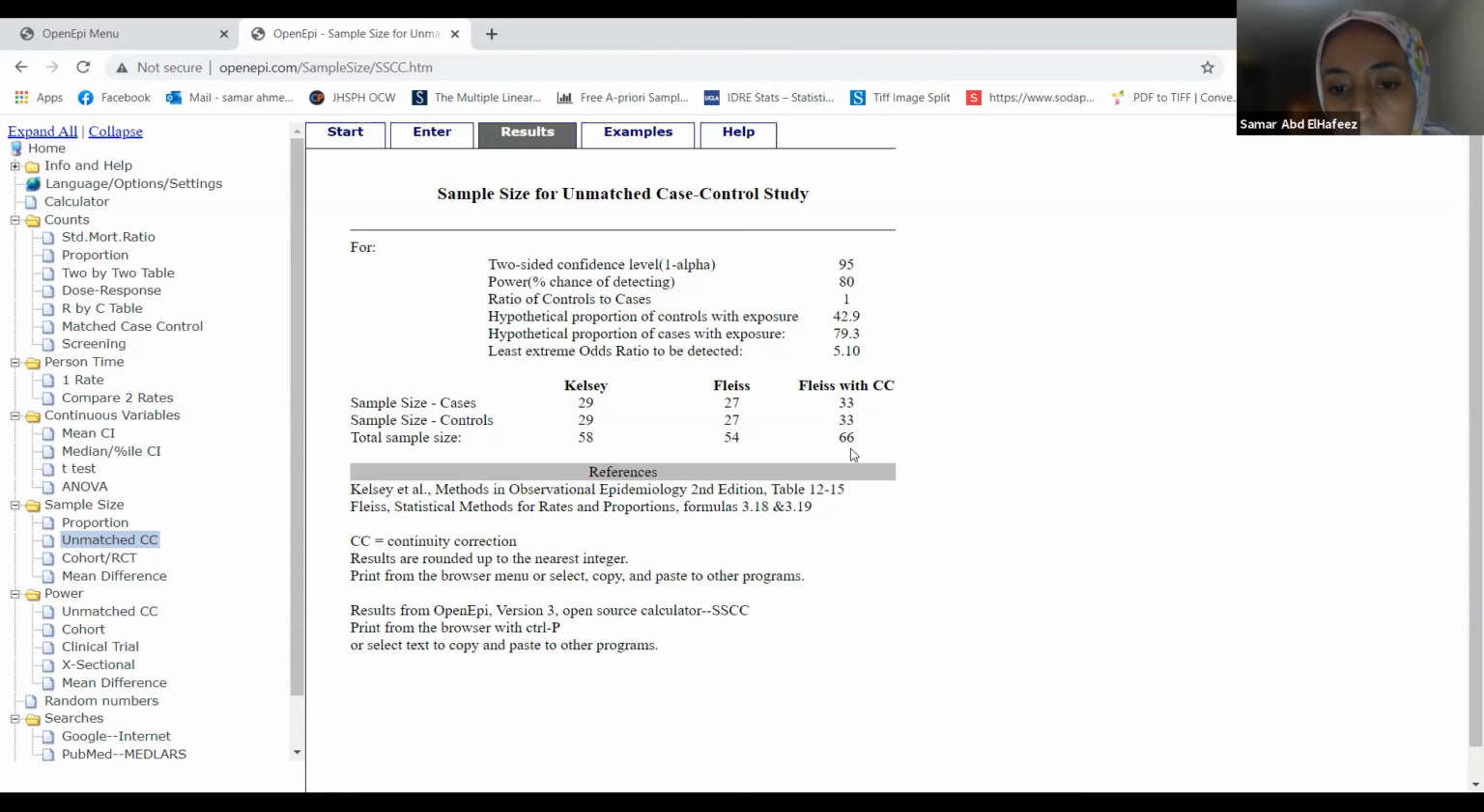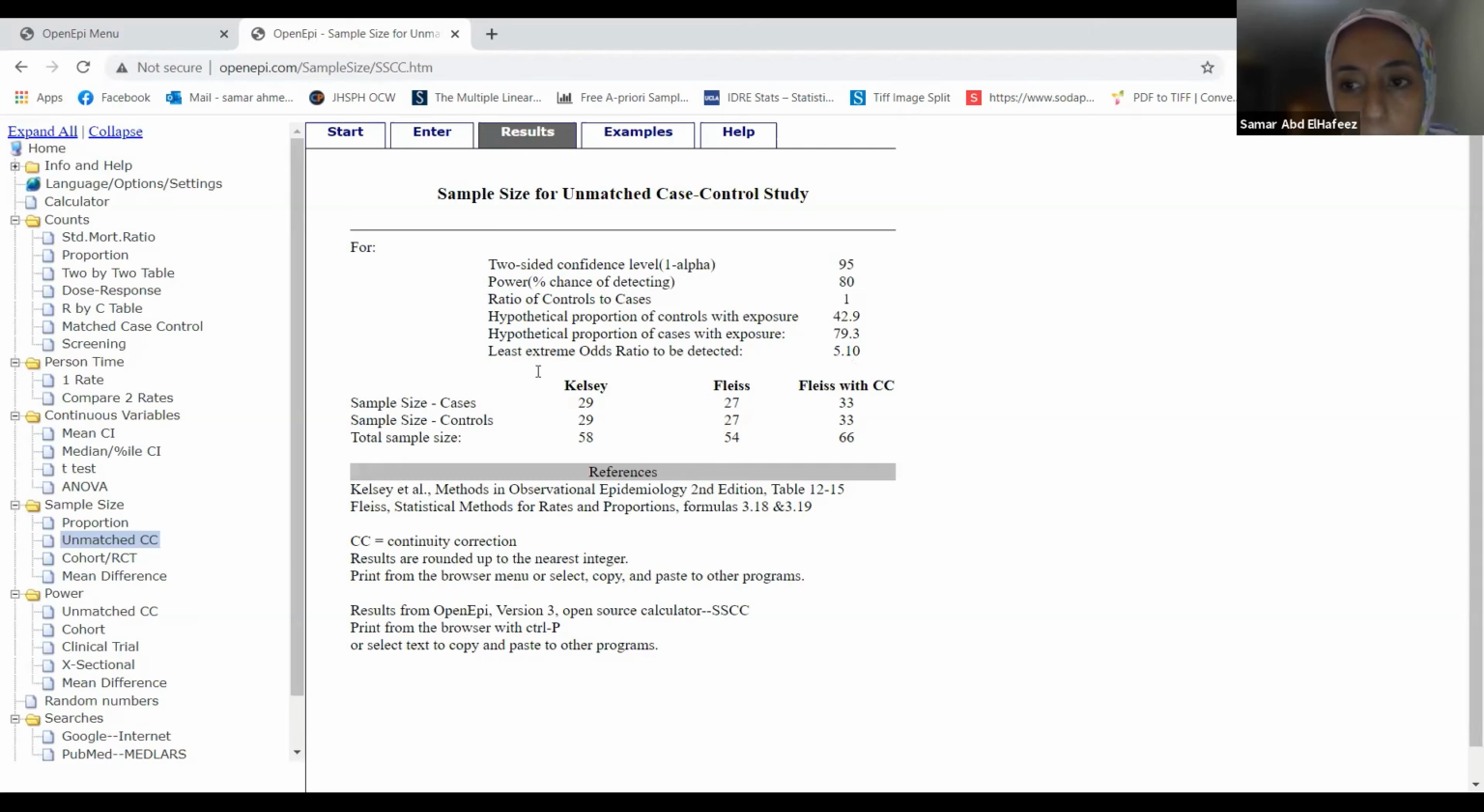I will have the sample size. So what's the total sample size? The minimum required sample size to have 80% power to detect an odds ratio of 5.1, testing the association between hepatitis C virus infection and hepatocellular carcinoma, is 66. So I need a total sample size of 66, distributed as 33 cases with hepatocellular carcinoma and 33 patients without hepatocellular carcinoma, to be able to detect this odds ratio among my study population.